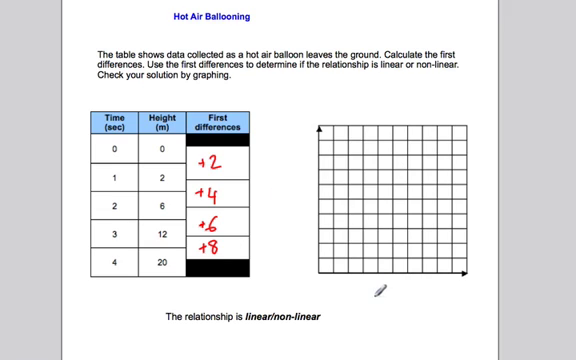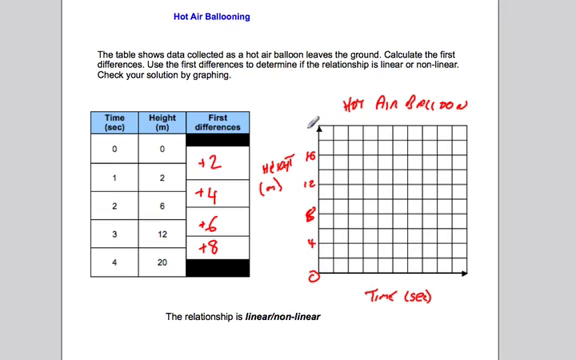And so we're going to put time in seconds here because height depends on the time. And so the height will go on the vertical axis, and that's in meters. And our title can be hot air balloon. And we're going to go from 0 up to 20. So we can go up by 2s. Oops, sorry, that's going to be 8. So 2, 4, 6, 8, and then 10, 12, 16, and 20. And time, we've got to go from 0 up to 4.